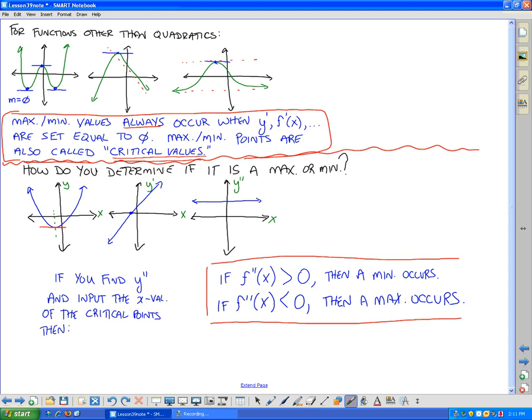And there are going to be some people here saying, well, what if the second derivative is equal to 0? We're going to deal with that later on in the lesson. So just be patient. That's the answer later in the lesson. All right, so there we go.